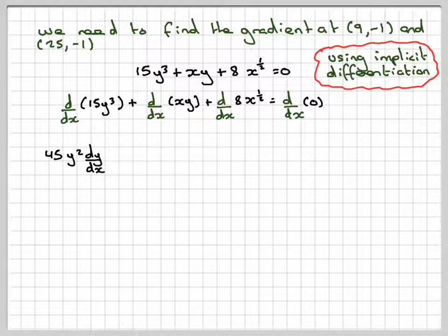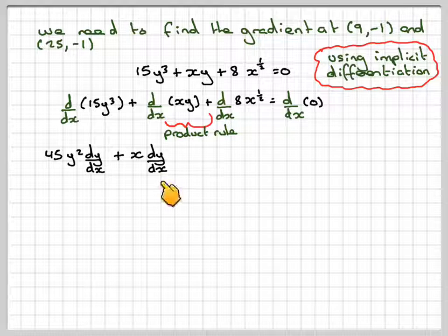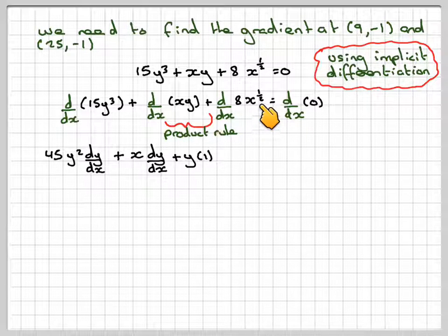This one here, we will have to use the product rule because we've got x times y. So u is x, v is y. So it's going to be u, which is x, times the derivative of y with respect to x, which is dy by dx, plus v, which is y, times the derivative of x with respect to x, which is 1. This will become 1/2 times 8, which is 4x, and then reduce the power by 1, we get minus 1/2. And if you differentiate 0, you're going to get 0 again.